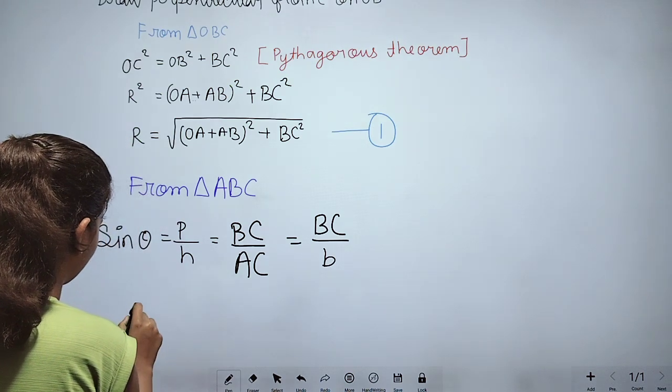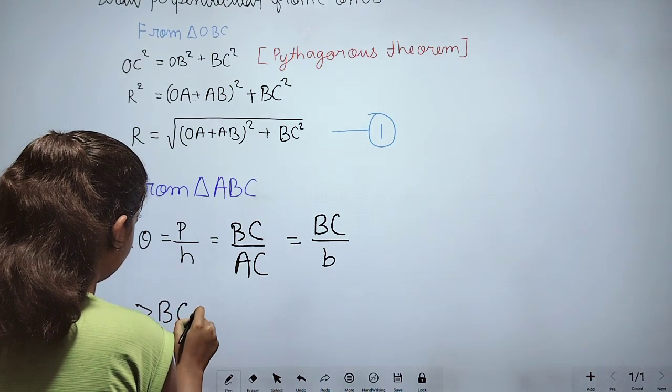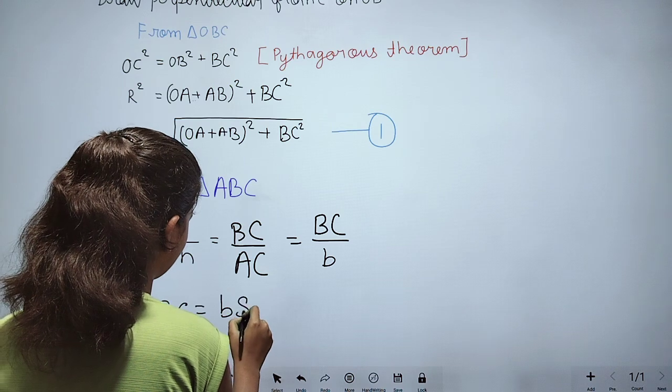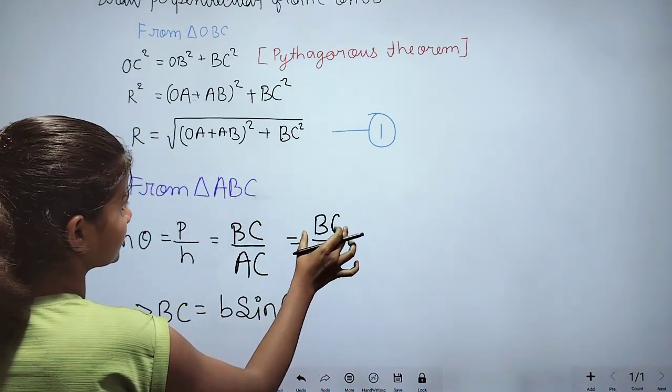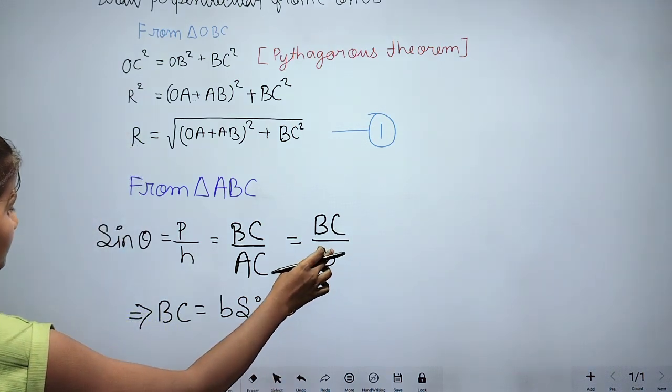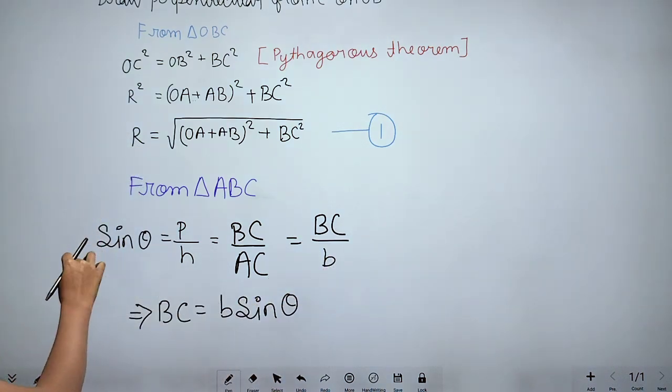Now BC is equal to B sin theta. BC is equal to what? B sin theta.